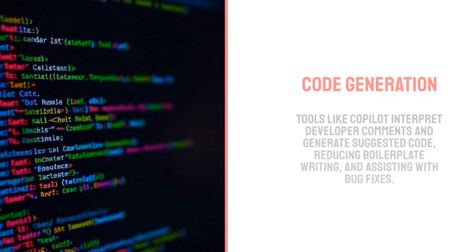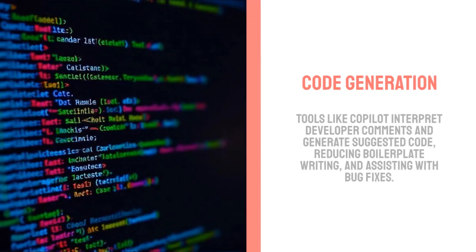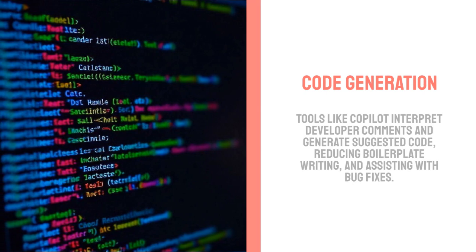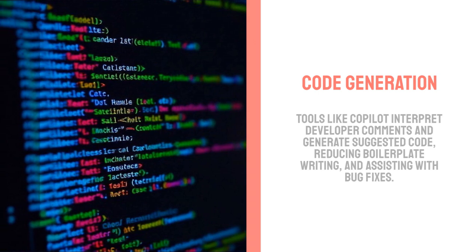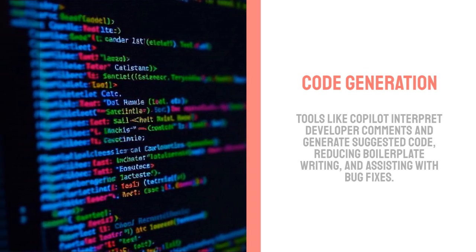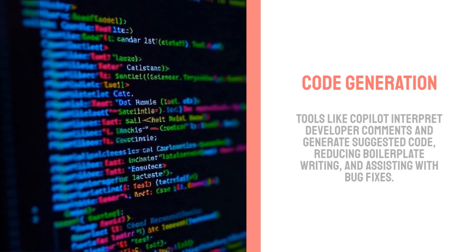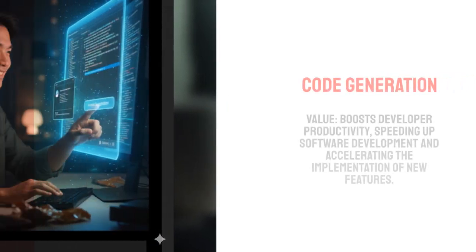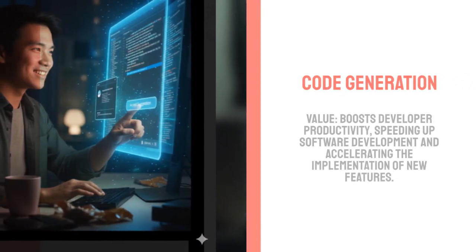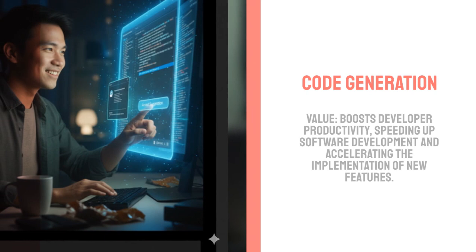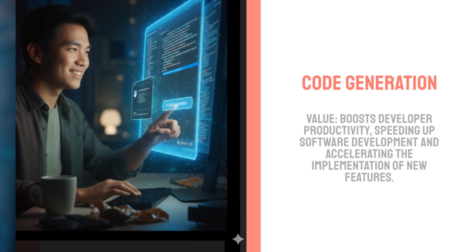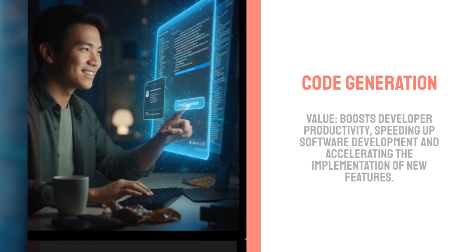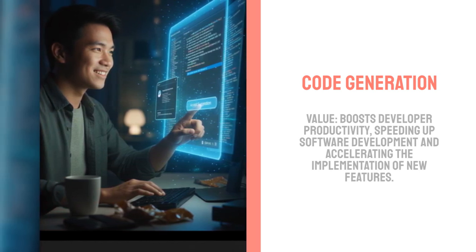For our developers, code generation is a game changer. Tools like GitHub Copilot interpret your natural language comments and generate suggested code snippets, entire functions, or even help with bug fixes. It's like having a coding assistant always by your side. This directly boosts developer productivity, significantly speeding up software development, reducing tedious boilerplate writing, and accelerating the implementation of new features and solutions on Azure.